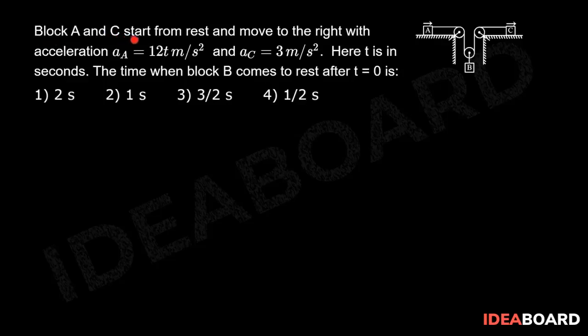Block A and C start from rest and move to the right with acceleration of A equal to 12t m/s² and acceleration of C equal to 3 m/s². Here t is in seconds. The time when block B comes to rest after t equals 0 is asked in the pulley block constrained system.